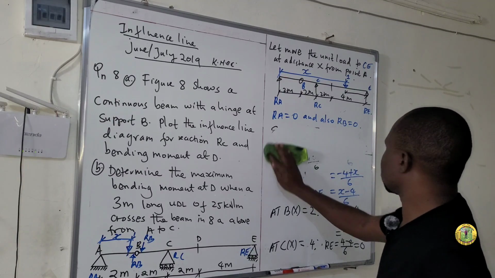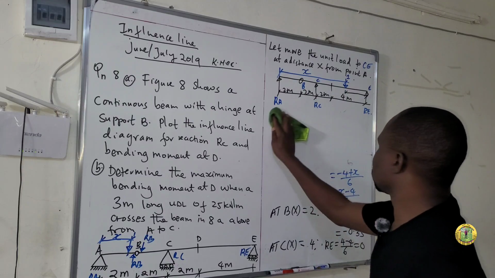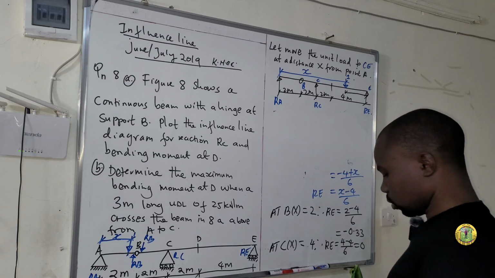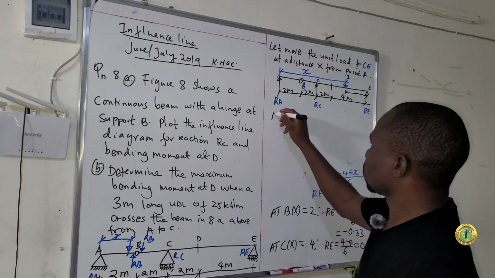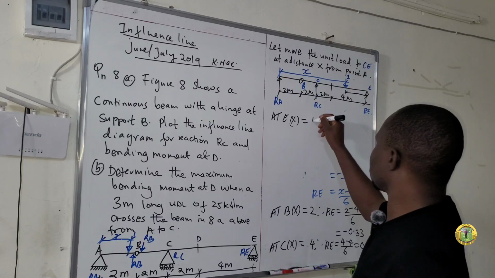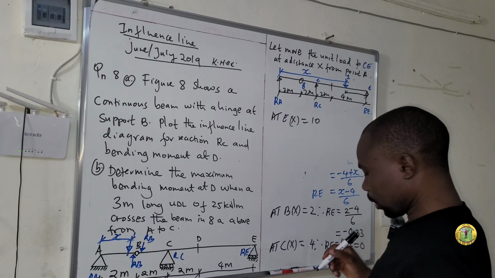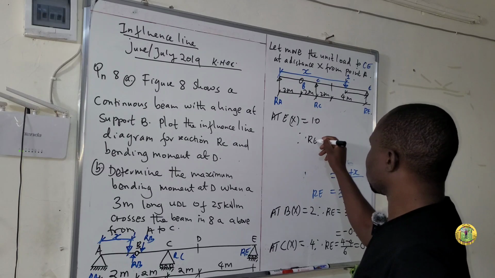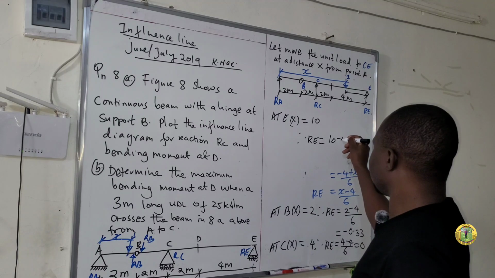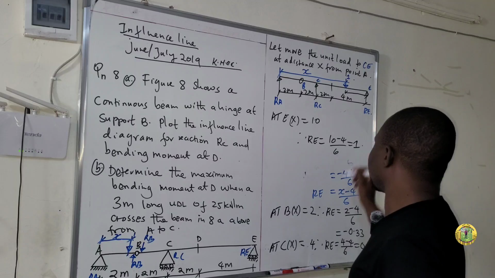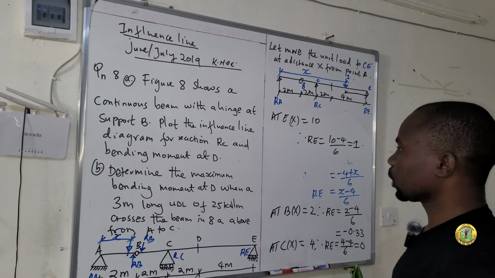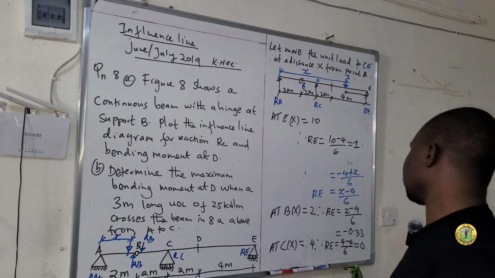Allow me to clean here. So at E, x is equal to 10. So it therefore means RE is equal to 10 minus 4 over 6, which is equal to 1. We are now done with what we call reactions together with its ordinates. Now it is time to draw the influence line diagram for reaction C.